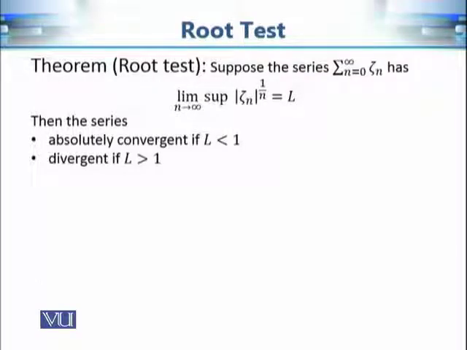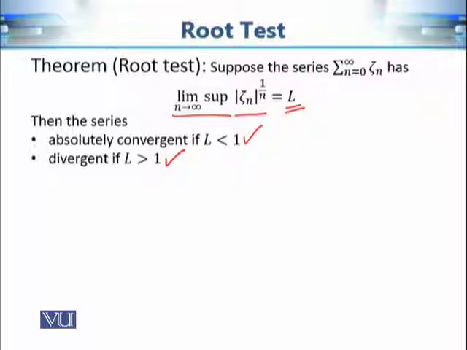Now let's define the root test, and over here you can see that we are using this lim sup. We are calculating this lim sup for the sequence of positive real numbers in which we are taking the nth root of the moduli of the terms of this series. If this is equal to L, then the series absolutely converges if L is less than 1, and it diverges if L is greater than 1. And similar to the case of the ratio test, this root test doesn't say anything when L is equal to 1.